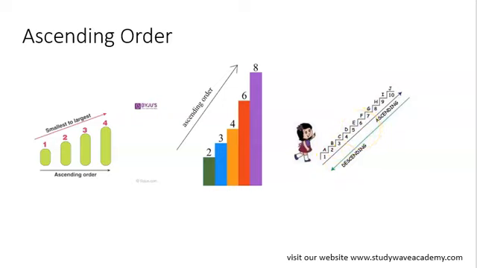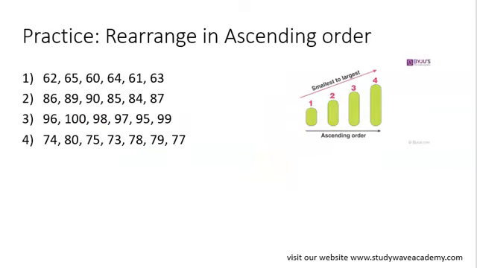Okay, so we are going to move over to more examples for you to do, okay? You're going to be the one to do this one. I hope we are ready. We are ready, right? Okay. More practices for us to do. You're going to arrange in ascending order. I hope we'll be able to do this right. Number 1 is number 62, number 65, 60, 64, 61, and 63.